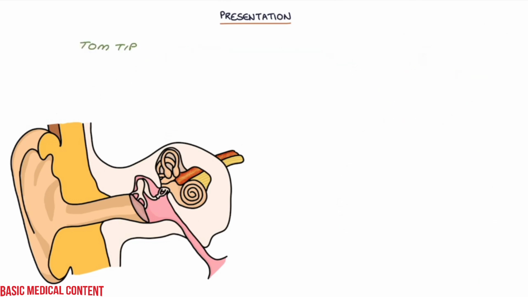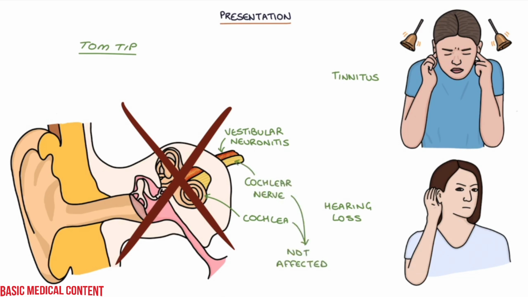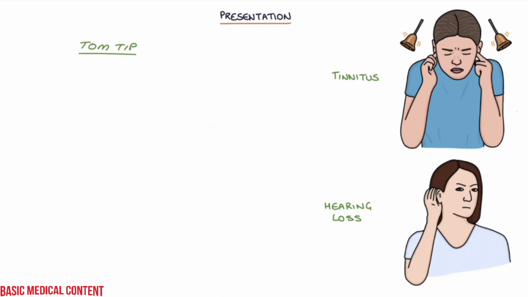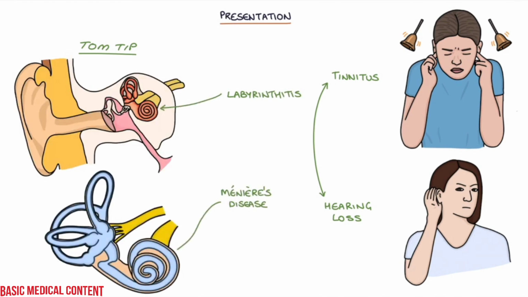A tip for you: tinnitus and hearing loss are not features of vestibular neuronitis, as the cochlea and the cochlear nerve are not affected. If tinnitus and hearing loss are also present, consider labyrinthitis or Meniere's disease as a differential diagnosis. One easy way to remember the difference between labyrinthitis and neuronitis is that labyrinthitis starts with an L for loss of hearing, and neuronitis starts with an N for no loss of hearing.